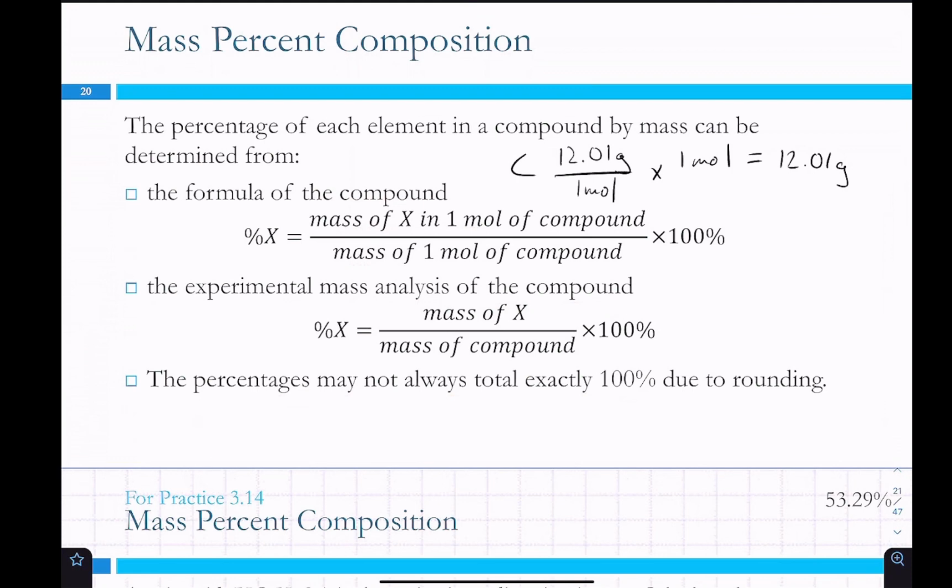The experimental mass analysis of the compound, we'll actually talk about a practical way that that's done, but you take the mass of one of the components and divide it by the mass of the whole compound, and then multiply by 100 to get the percent.